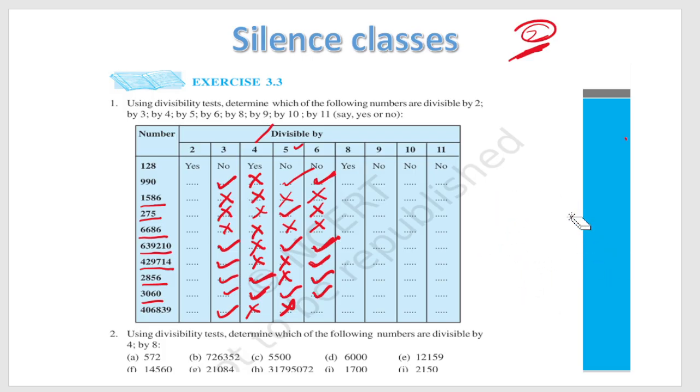Okay. Now let's move to the question number 406839. 9 is there. This means this number is not divisible by 2. Okay. So this number is not divisible by 6.